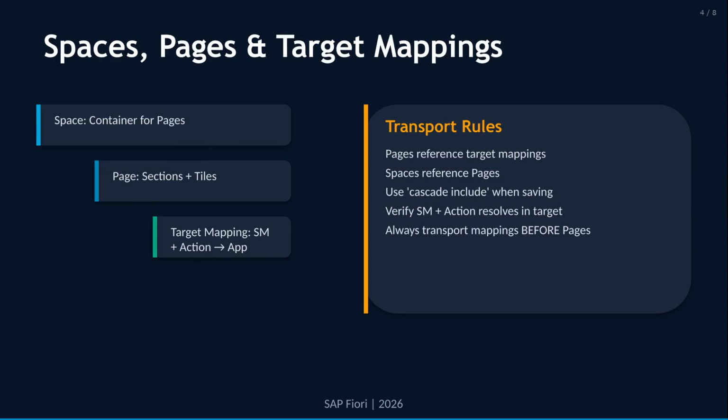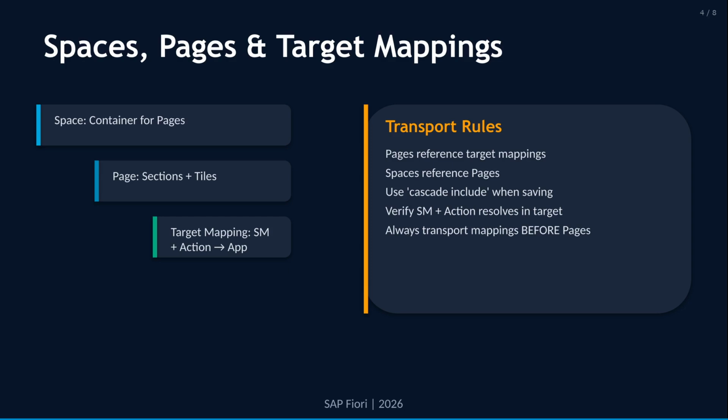Spaces and Pages are the modern Launchpad layout model introduced in SAP S/4HANA 2020. They replace classic groups with a more flexible page-based structure. Transporting Spaces and Pages uses the same customizing transport mechanism, but the objects are stored in different tables. The caveat is that every tile on a page references a target mapping, and every target mapping references an OData service and an ICF node. If you transport the page but forget the target mapping, the tile shows an error icon.